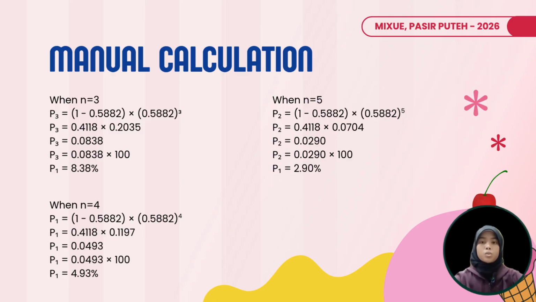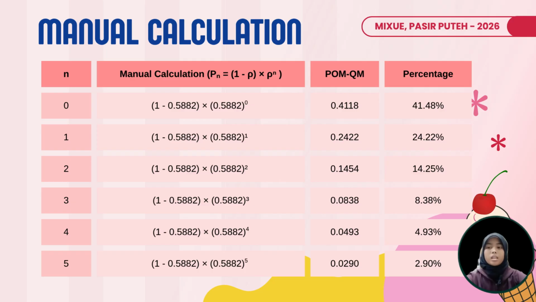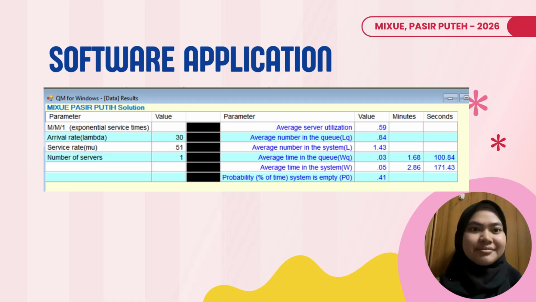Likelihood dropped to 8.38% for 3 customers, 4.93% for 4 customers, and minimized to 2.9% for 5 customers. The summary table consolidates all the manual formulas and percentage values from n equal to 0 to n equal to 5, providing the baseline to cross-reference against software outputs.